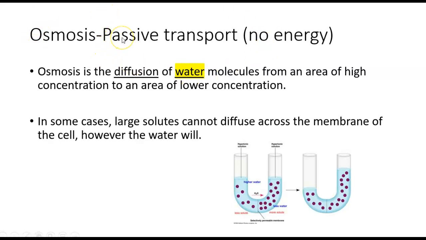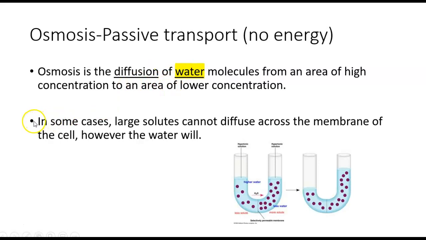All right, but passive transport, again, requires no energy. So osmosis is the diffusion of water molecules from an area of high concentration to an area of low concentration. So it's really simple. If you understand diffusion, movement of molecules from a high concentration to a low concentration, osmosis is really just a specific type of diffusion that just talks about water. That's why it's highlighted. That's why it's underlined. It's really the only difference here.